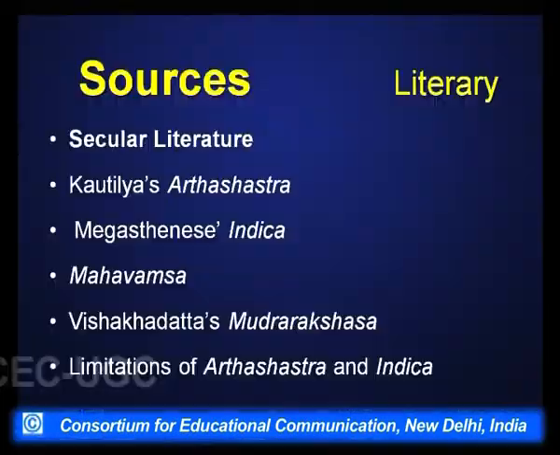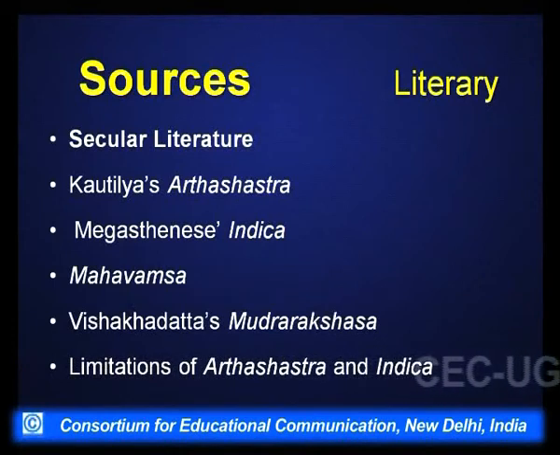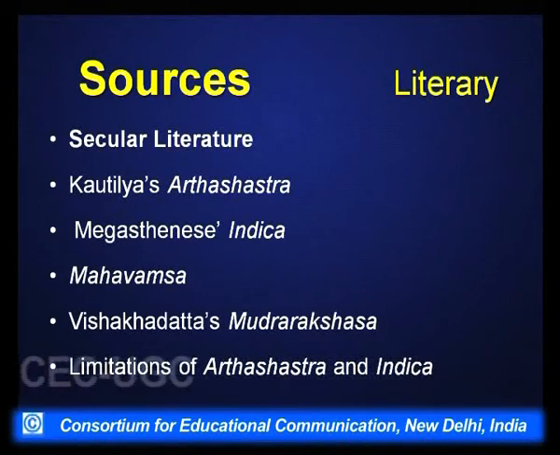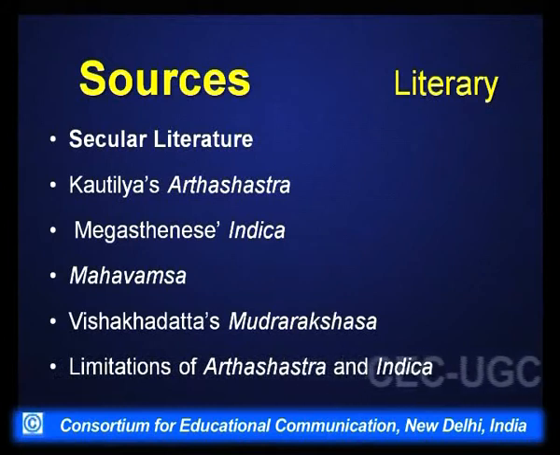The other category of literature is secular literature, and this includes the very famous Arthashastra by Kautilya, or Chanakya, or Vishnugupta, as he is known by various names. So Kautilya's Arthashastra is a very important text. Then we have Indica by Megasthenes. Then we have another Buddhist text, Mahavamsa, and we also have an important play by Visakhadatta. It's called Mudrarakshasa. Now, let us have some discussion in detail about these sources.